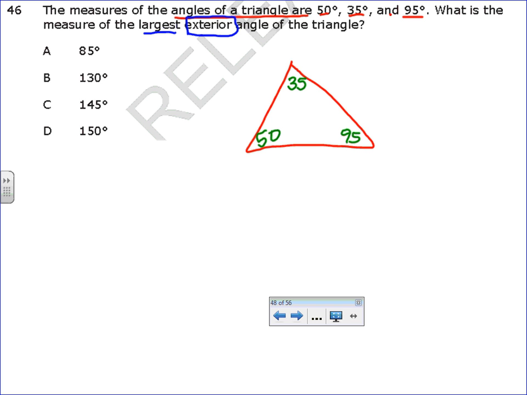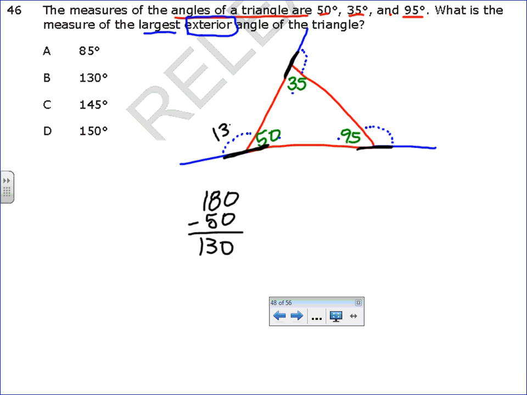So if these are my three inside angles, if I draw a line off each one, those are going to give me outside angles. Okay? So for example, this would be an exterior angle, this one, and this one. I know that a straight line has to add up to 180. So if I have part of it, I can figure out the rest. So 180 minus the interior angle of 50 gives me 130. That means that this exterior angle is 130.